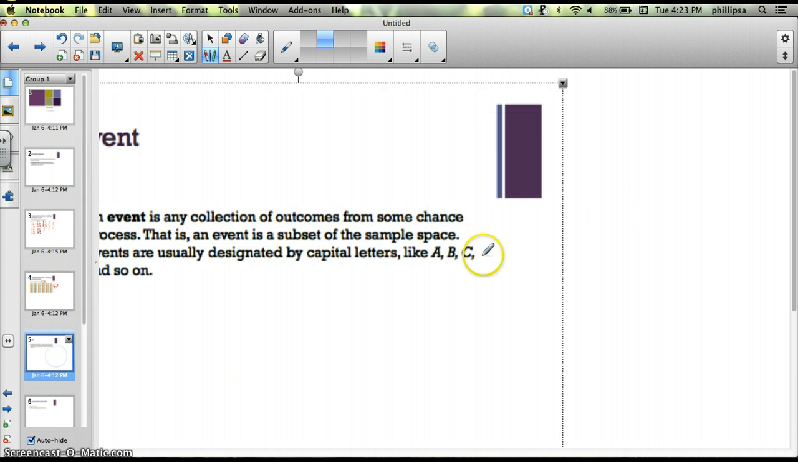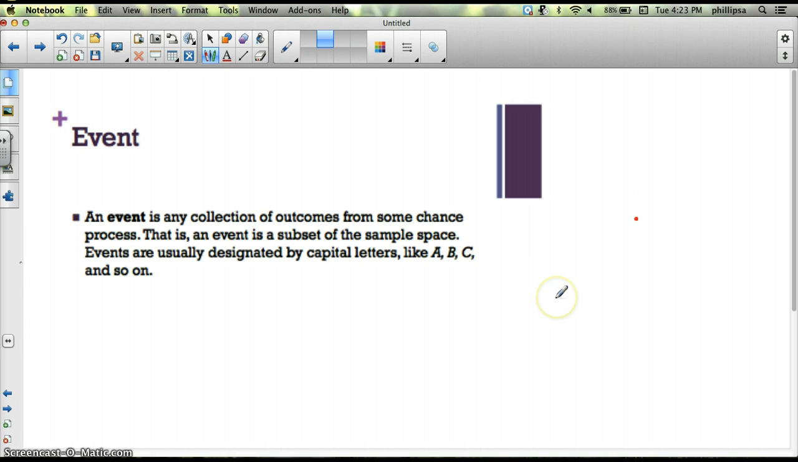So let's talk about what an event in probability may be. An event is any collection of outcomes from some chance process. That is, an event is a subset of the sample space. Events are usually designated by capital letters like A, B, C, and so on.